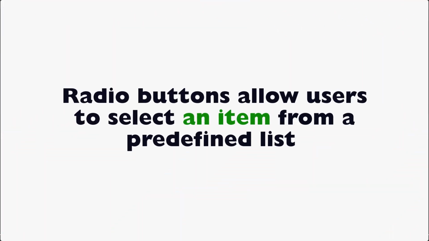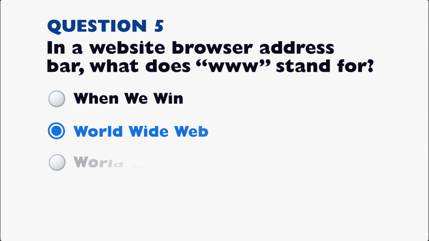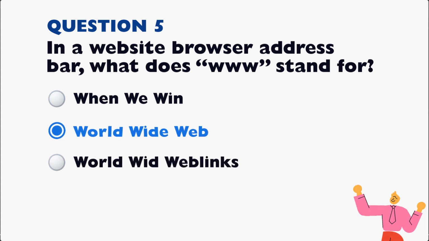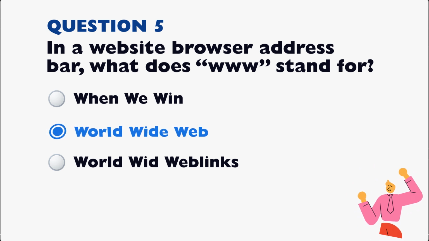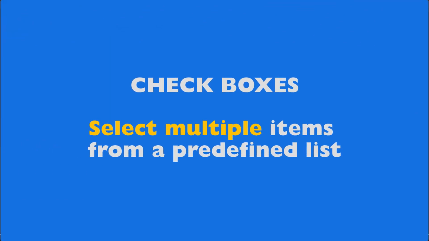Radio buttons allow users to select an item from a predefined list. So the key word there is an item. You can select just one item out of a list of items. So if you have a list of items from 1 to 100, then you can select only one option from that list and you can't select any other. Now, if you have to select multiple options, you have to go with checkboxes, but in this case, we want to focus just on radio buttons.